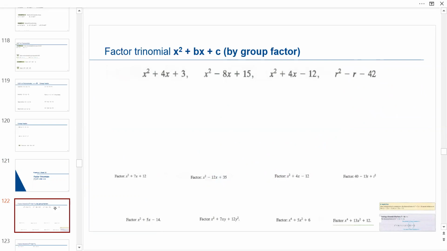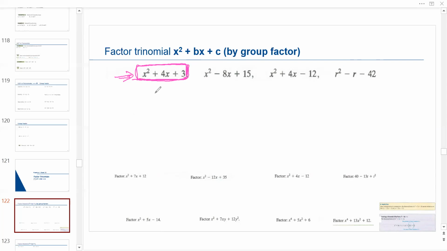Let's see a very quick example here. Say x squared plus 4x plus 3. Can you guys factor this one? Anyone can factor this one? If you can factor, can you please write the answer on the screen? Max, can you factor this one? Anyone, take your notebook out, use the group factor, try to factor this one.